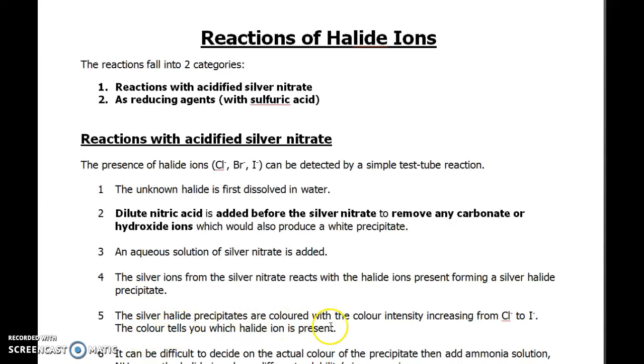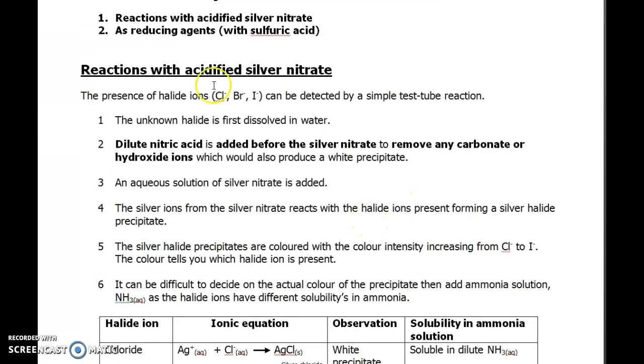In this video we're going to look at the reactions of the halide ions. These reactions fall into two main categories. The first is the reaction with acidified silver nitrate. This is used as a diagnostic test to tell us which of the halide ions we have present, and secondly as reducing agents, particularly in the reaction with sulfuric acid. Okay, so first of all, the reactions with acidified silver nitrate.